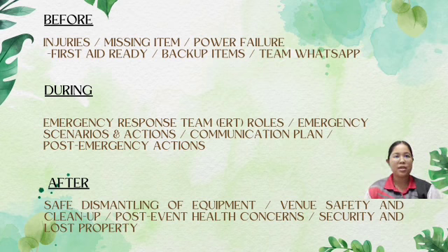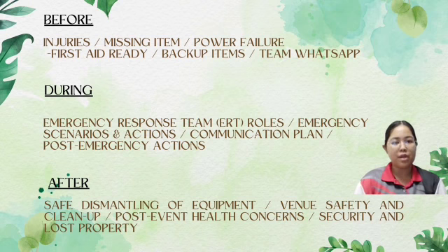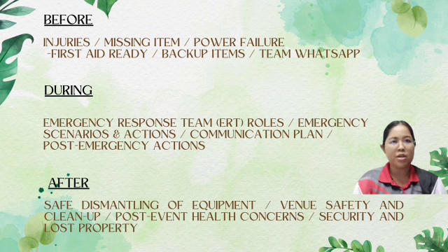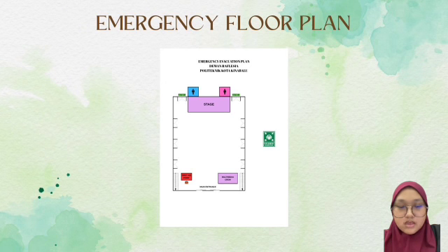Lastly is security and lost property. The risks are theft, loss of personal belongings, and uncollected valuables. The procedures are secure AV, laptops, and valuable equipment before transport, set up a temporary lost and found station, and campus security to patrol venue until clearance is complete. The emergency response: if theft is reported, notify campus security immediately, and log unclaimed items and store at security office. This is our emergency flow plan at Dewan Refleksia.